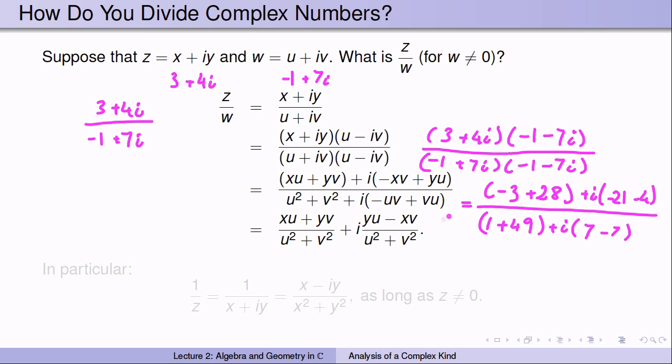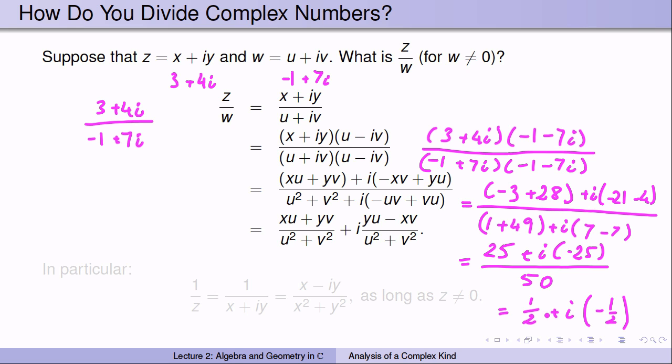And now, let's see what happened. So on top, I have in this example here 28 minus 3, so that's 25. Plus i times, and here I have minus 21 minus 4 is minus 25. In my denominator, I have a 50, and the imaginary part went away. And so in other words, this simplifies now to a complex number. I have no more i's in the denominator. And so I can simplify this. 25 divided by 50 is simply 1/2 plus i times, and here I have a minus 1/2.